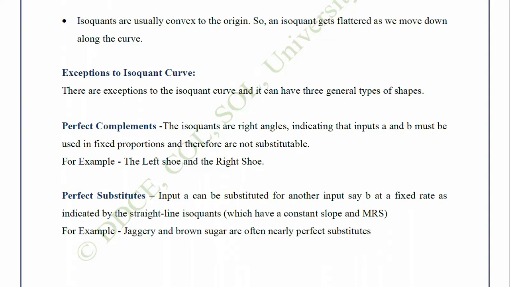Second, perfect substitutes. Input A can be substituted for another input, say B, at a fixed rate, as indicated by the straight line isoquants, which have a constant slope and marginal rate of substitution. For example, jaggery and brown sugar are often nearly perfect substitutes.